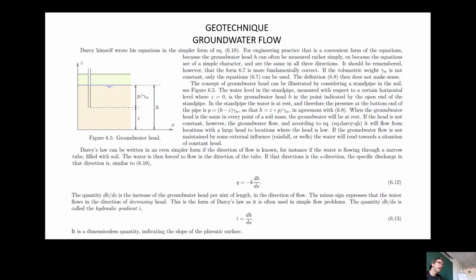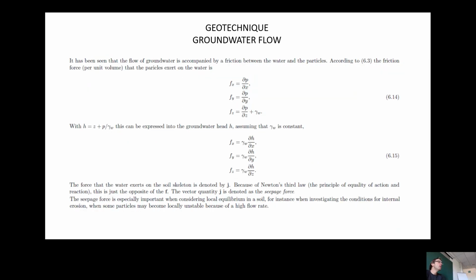Of course, this gradient is a dimensionless quantity and indicates the slope of the phreatic surface. It is sort of an inclination. So if we have friction between the water and the particle, we can introduce the friction inside the Darcy law. And since H is Z plus P over gamma W, we can express the groundwater head H, assuming gamma W is constant, and we can write this relationship with the Darcy law.